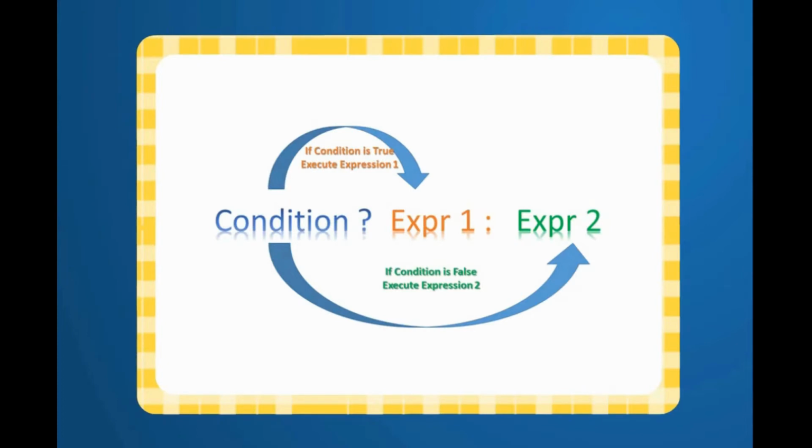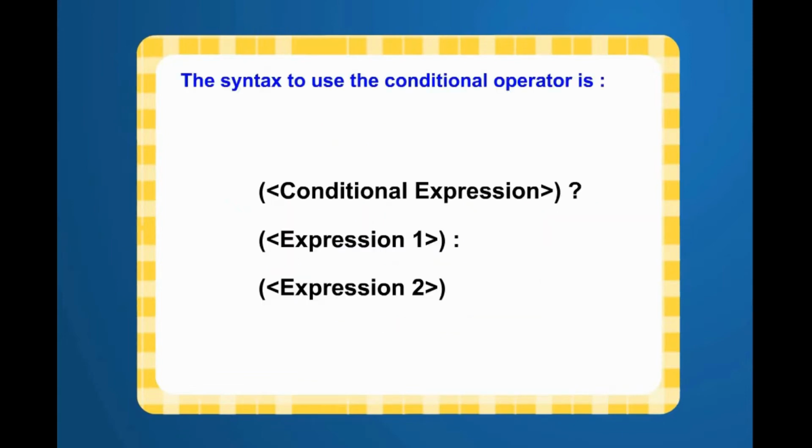Conditional operators. It is also known as the ternary operator, which helps to make two-way decisions. It uses 3 operands in combination. The syntax to use the conditional operator is (conditional expression) ? (expression 1) : (expression 2). In this, the conditional expression is tested for the value as true or false.